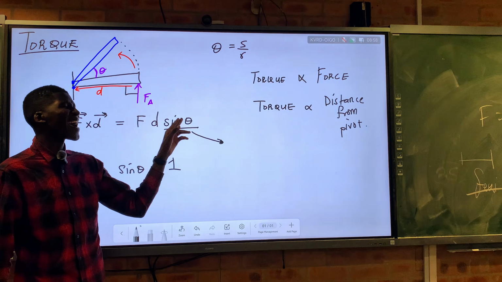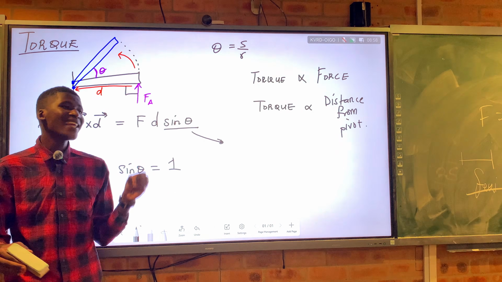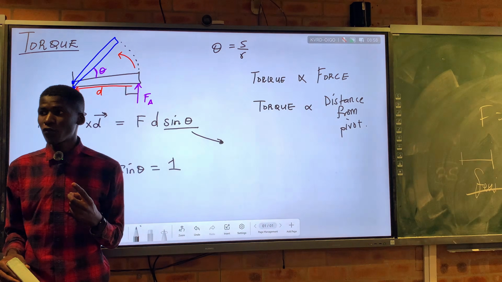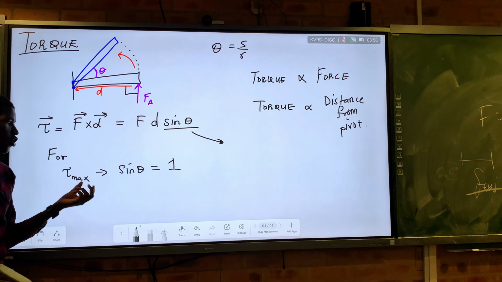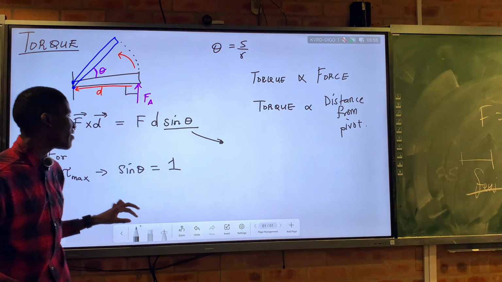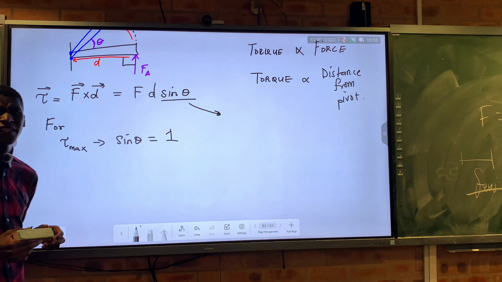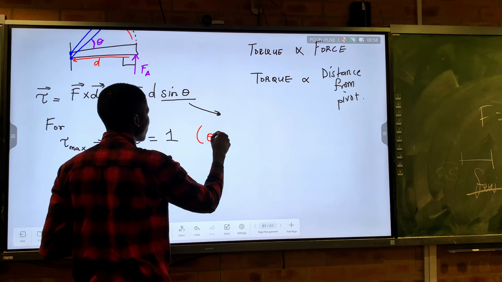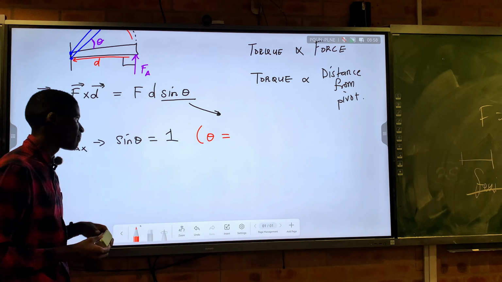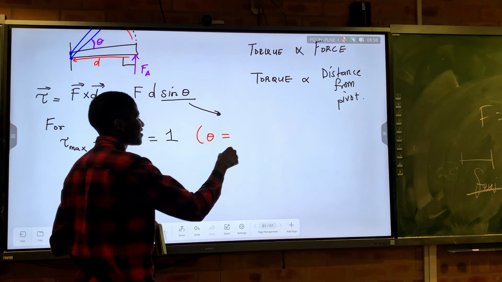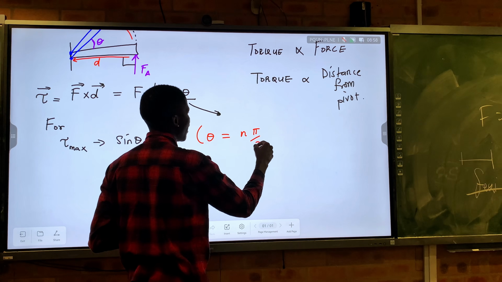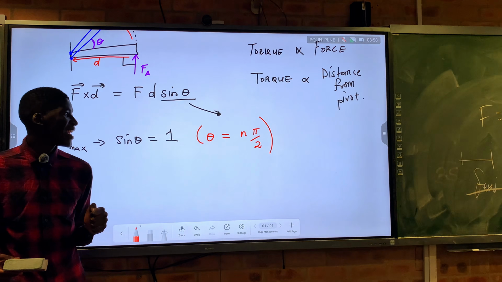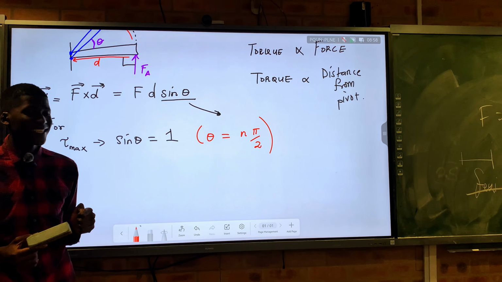So even if you put a bigger angle between the force and the displacement, at the end of the day, the maximum value of this is 1. Yes, so for us to get maximum torque, sine theta must be equal to 1. And for sine theta to be equal to 1, what must be the angle theta? 90 degrees. So theta must be equal to 90 degrees, or any other multiple of 90, let's just say n pi over 2. This simply means that theta must be an integral multiple of 90 degrees.